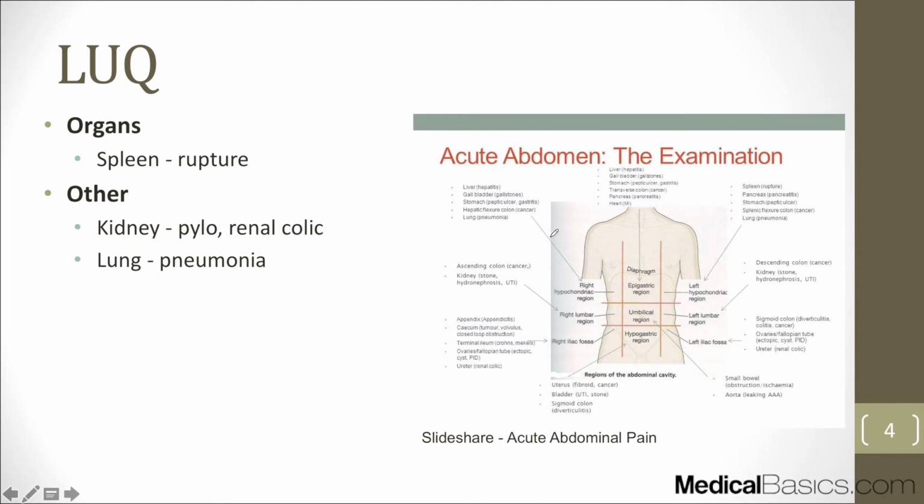The left upper quadrant is fairly similar. It's the same thing with the kidney as well as the lung. But the other organ that we have on the left side is going to be the spleen. And you can think of it as rupture, either infarct or any type of laceration that can cause splenic damage. Essentially, anything that's going to cause irritation to the peritoneum is going to cause some type of acute abdomen, whether it be blood or whether it be some type of cause of inflammation. Those are all going to cause pain.